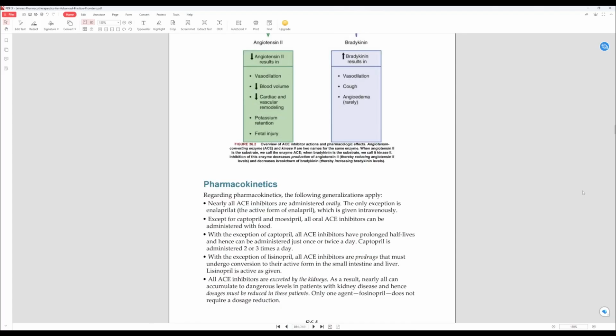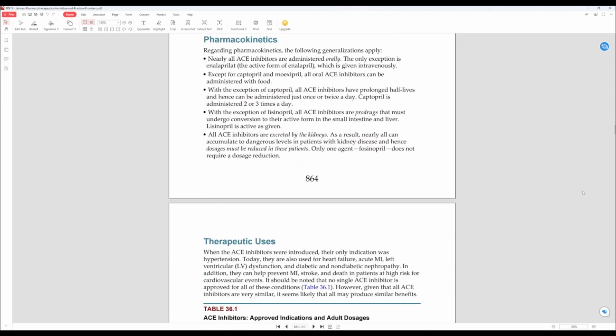Regarding pharmacokinetics, the following generalizations apply, and there are a couple. The first being, nearly all ACE inhibitors are administered orally. The only exception is enalaprilat, which is an active form of enalapril, which is given via the IV route. Except for captopril and moexipril, all oral ACE inhibitors can be administered with food. With the exception of captopril, all ACE inhibitors have a prolonged half-life and therefore can be administered just once or twice a day. Captopril is administered 2 to 3 times a day.